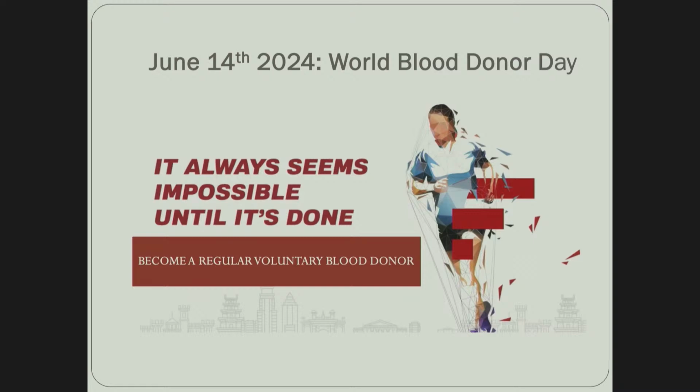As many are getting encouraged and participating in marathons, I request those who participate in marathons to encourage those runners to come forward and become regular volunteer donors. June 14th will be World Blood Donor Day. Motivate more donors to come forward and become volunteer donors. We require them. Thank you.